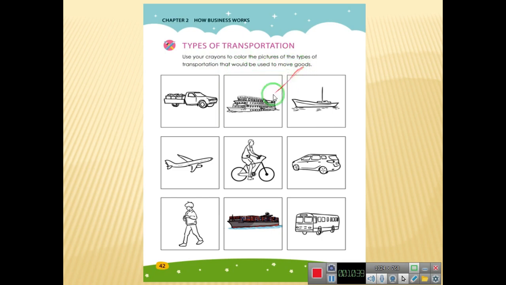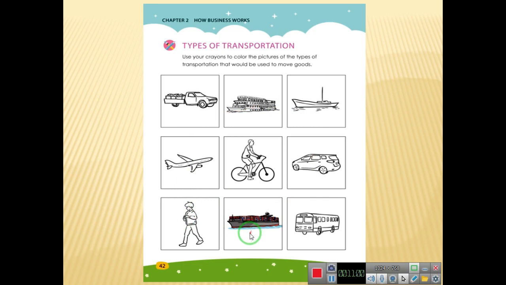You will color the pictures that are used to move goods. For example, here, let's have a look. Here, this is a boy. Can we use a boy to carry the goods? I don't think so. What do you think? Here, he gives us an example.